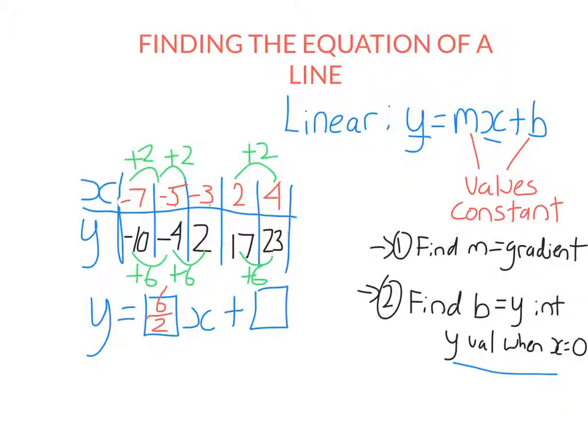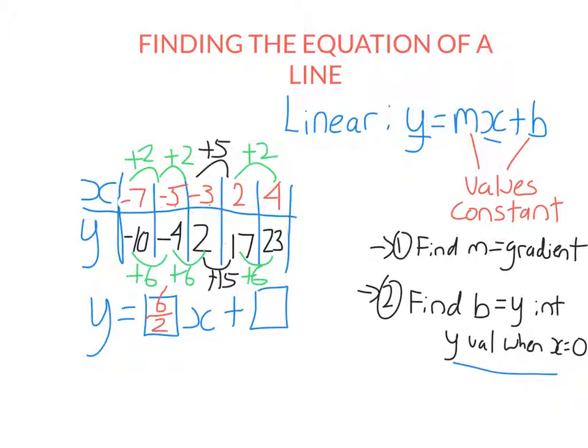And that's in keeping with this result here. When x went up by 5, y went up by 15, because 15 over 5 is 3. So the gradient here is 3. If x were to go up by 1, y would go up by 3.